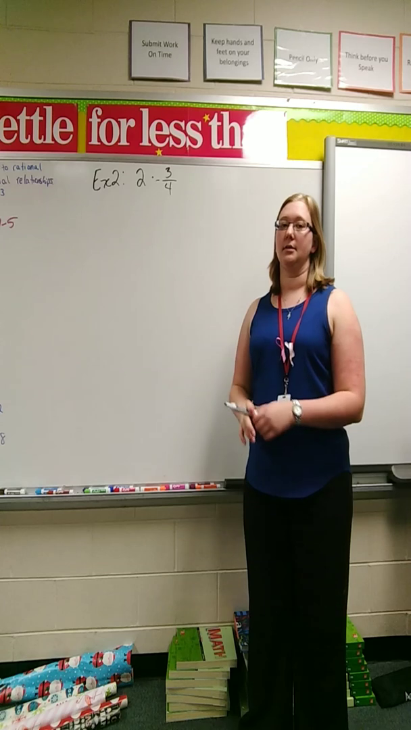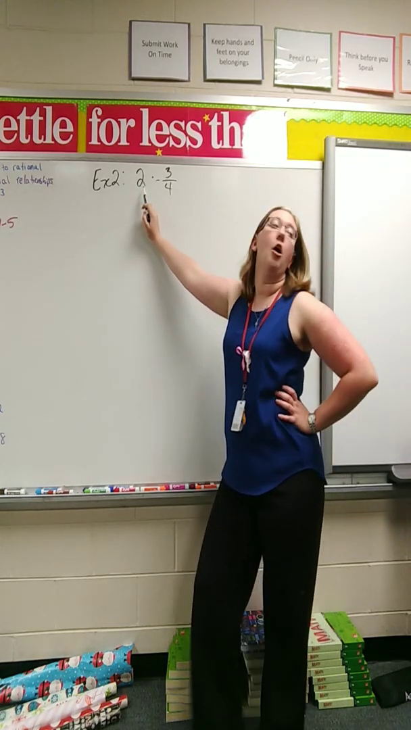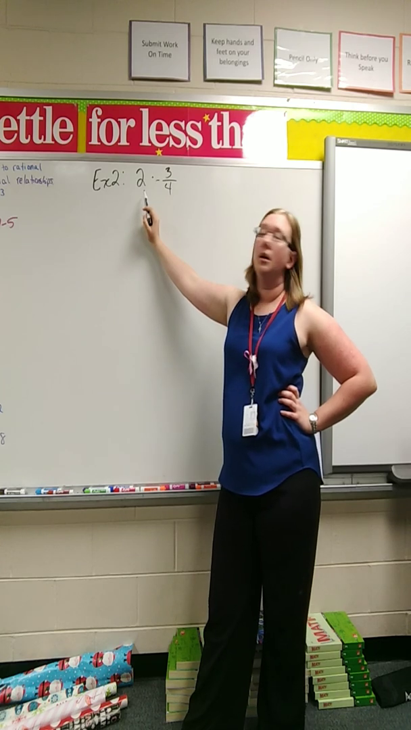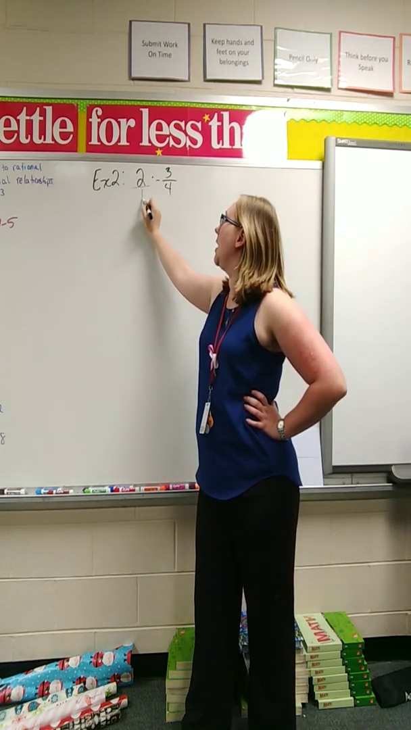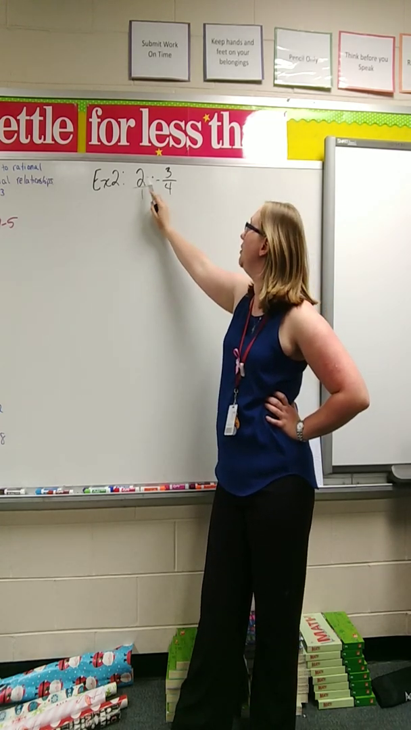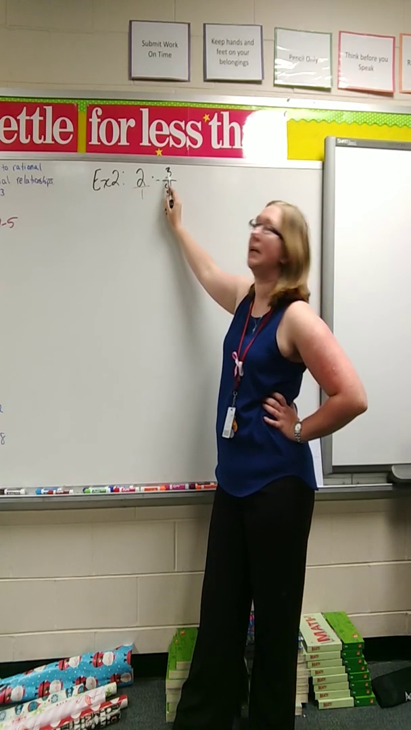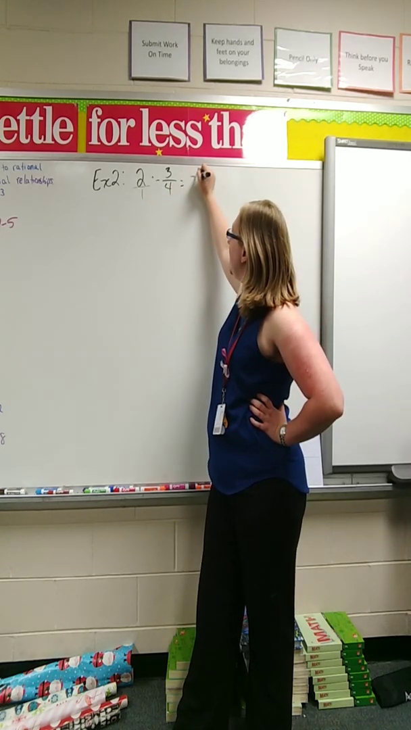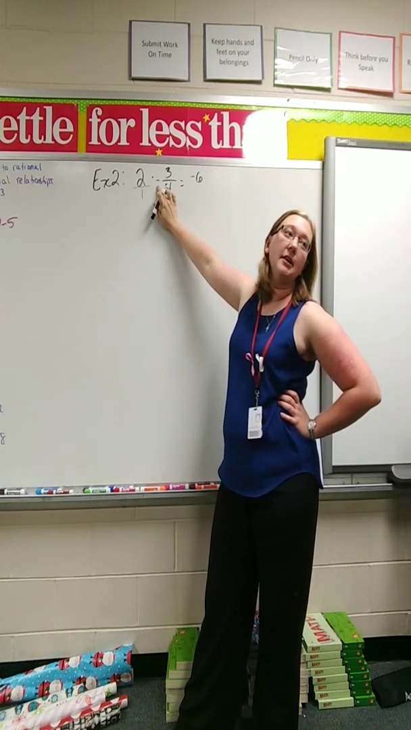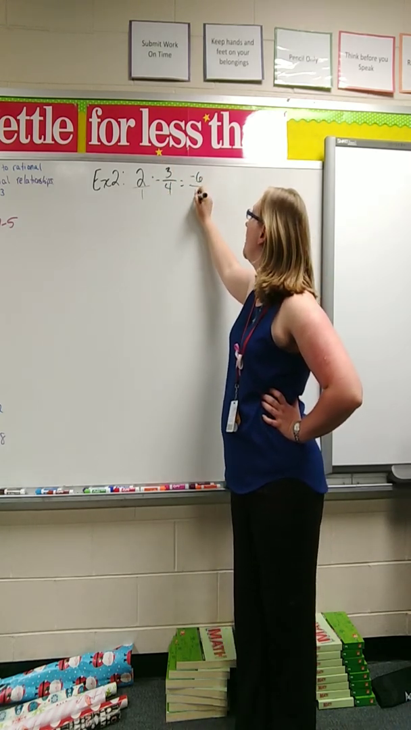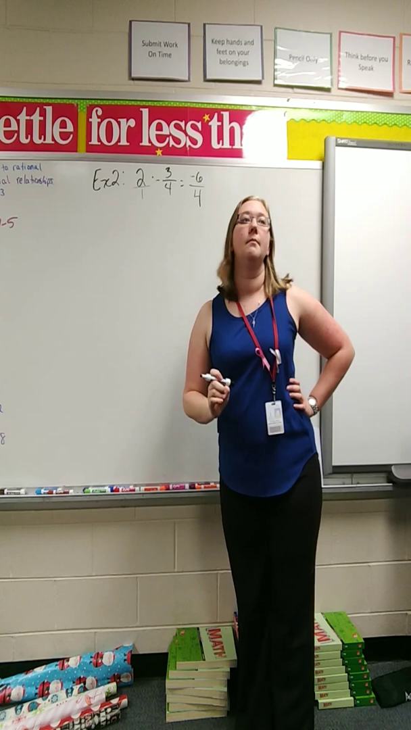To do this, our whole number 2 needs a denominator of 1. So we're going to add a denominator of 1. Then we multiply 2 times, and I'm going to put the negative in my numerator. 2 times negative 3 is a negative 6, because I said I was putting the negative in my numerator. 1 times 4 is 4. Negative 6 over 4. How is it not negative 4?